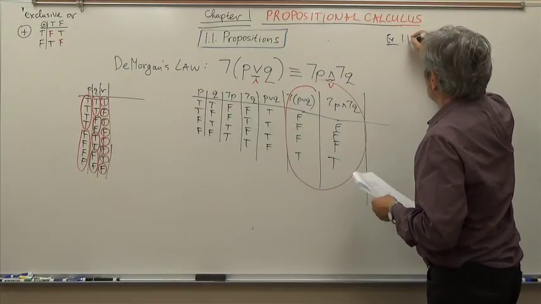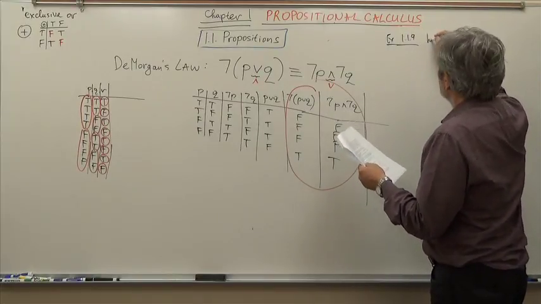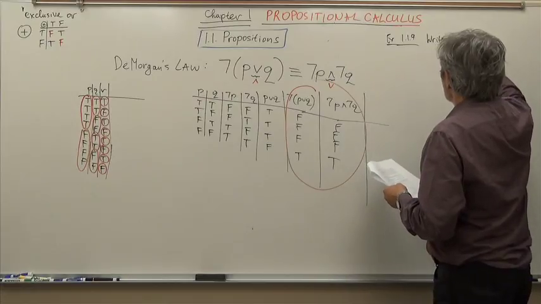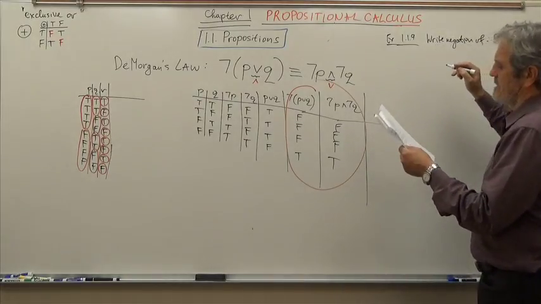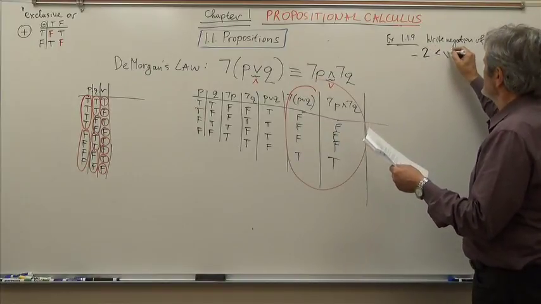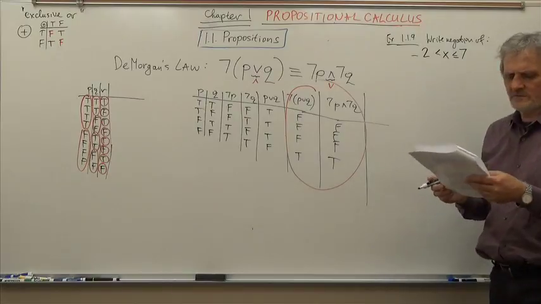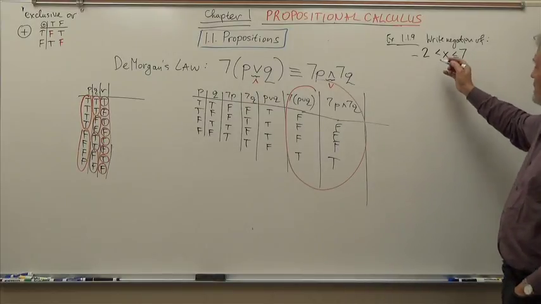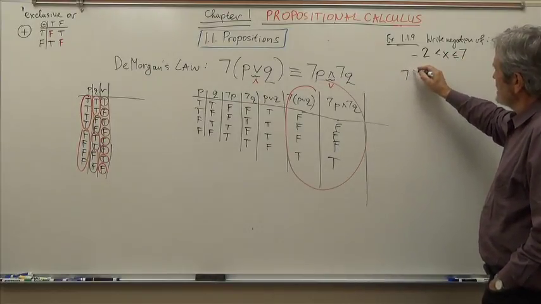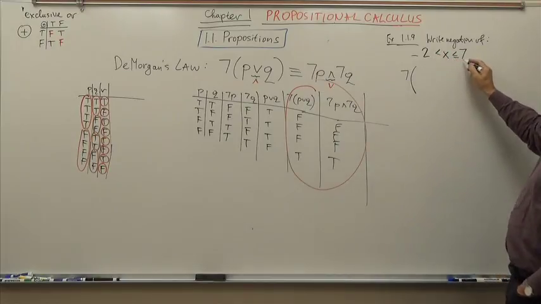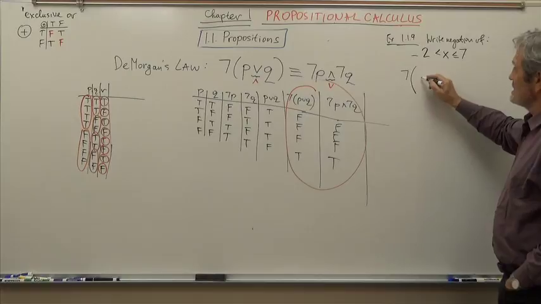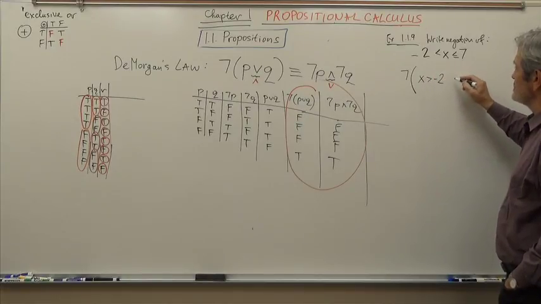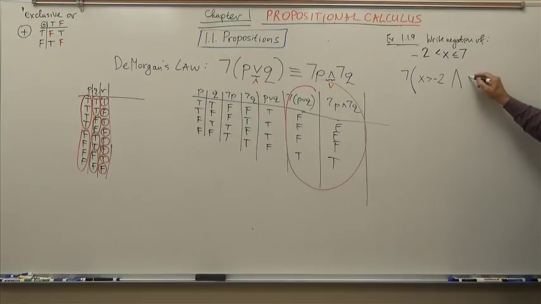Example 119. They say: write the negation of -2 less than x less than or equals 7. So what we want here is the negation. What is the meaning of this chain of inequality? That means that x is greater than -2 and x is less than or equals 7. So I broke this into a conjunction. A chain of inequality is always a conjunction.